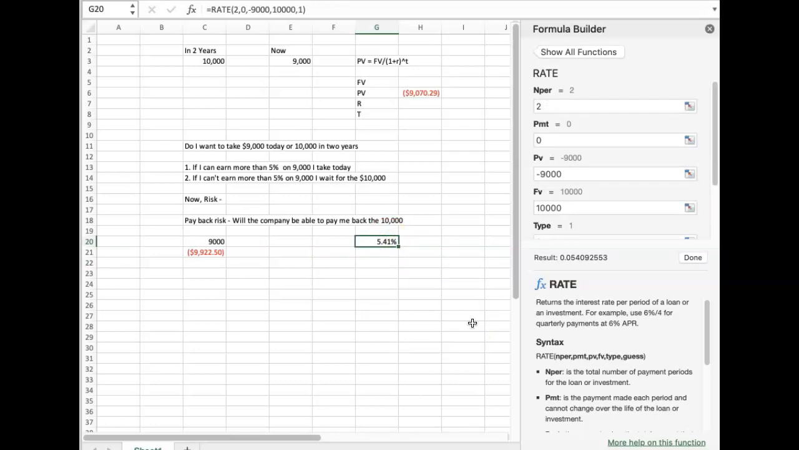So the answer to this question is, if I can earn more than 5.41% on $9,000, I take it today. If I can't, I wait for the $10,000. Now, I also have to consider the payback risk. Will the company that's supposed to owe me $10,000 in 2 years be able to pay me back by then? Or should I just take it and get what I need?